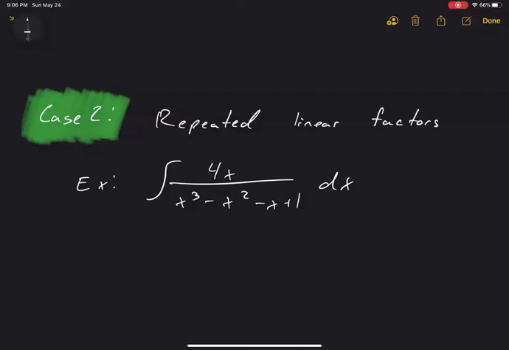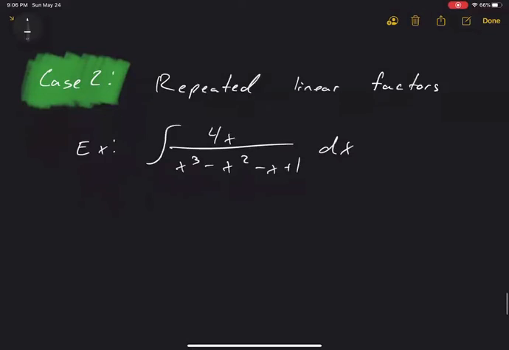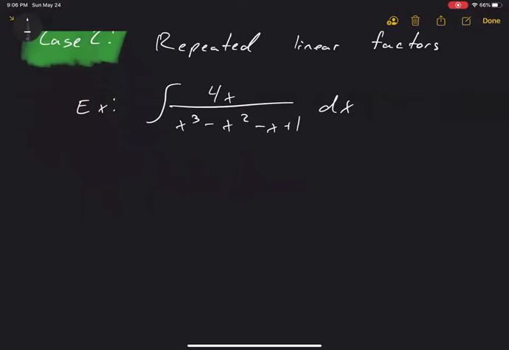All right, so let's look at this case when I have 4x over x cubed minus x squared minus x plus 1. This denominator looks nasty, but it factors nicely. Let's ignore the integral for a second. Just look at the fraction. It factors nicely as x minus 1 times x minus 1 times x plus 1.